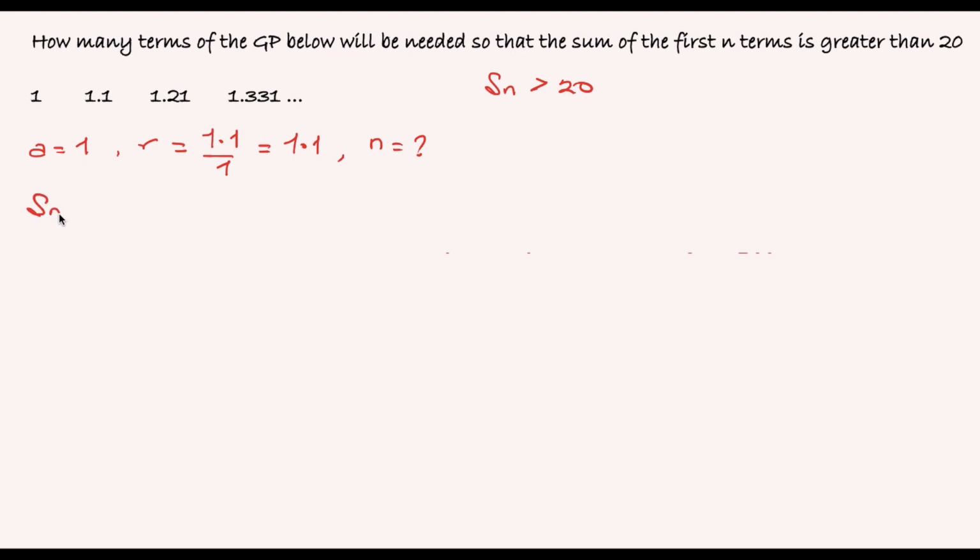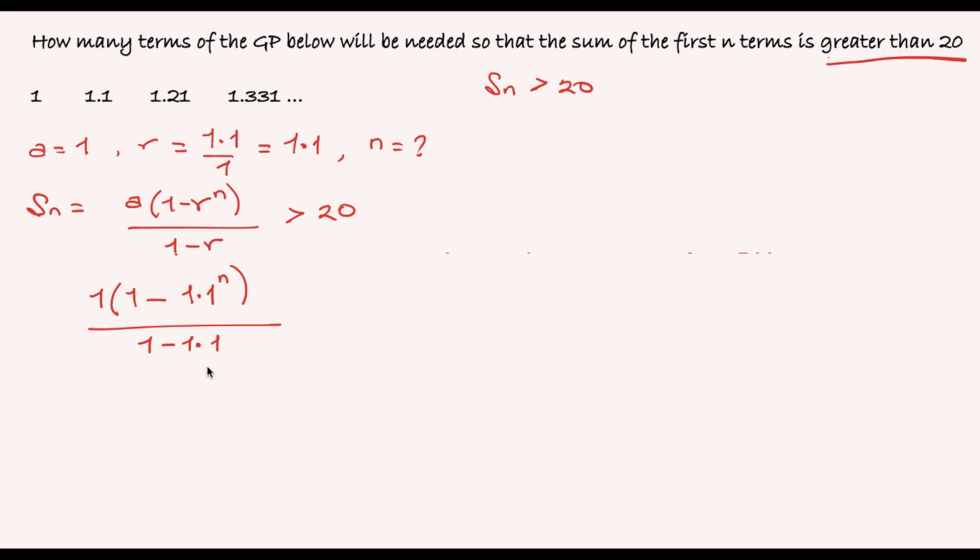Now we do not know our n, that is what we're looking for. And we know that Sn is gotten by a into 1 minus r raised to power n, divided by 1 minus r. And this should be greater than 20 according to the question. Now let's slot in what we have in our formula here. We have a to be 1, so 1 into 1 minus, our r is 1.1, raised to power n, divided by 1 minus 1.1. And so this will become, if we expand our brackets here and multiply through by 1, the same thing. So we're going to have 1 minus 1.1 raised to power n, and 1 minus 1.1 is equal to minus 0.1. Don't forget that this is greater than 20.